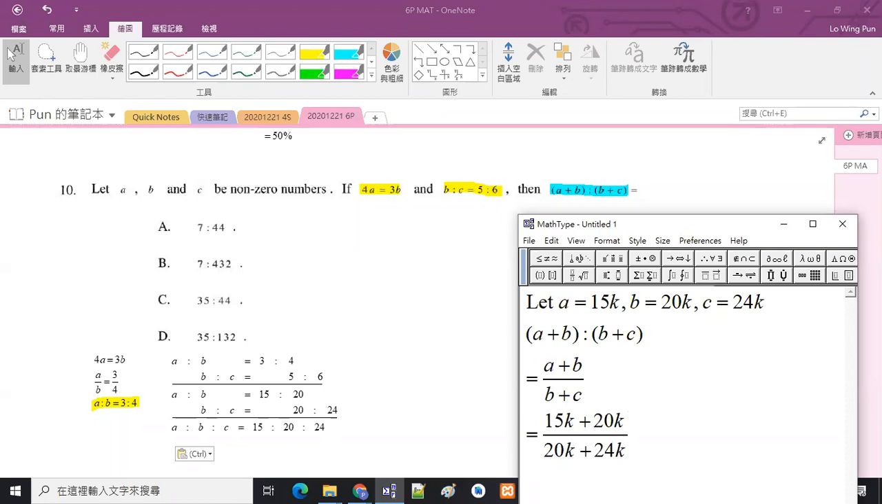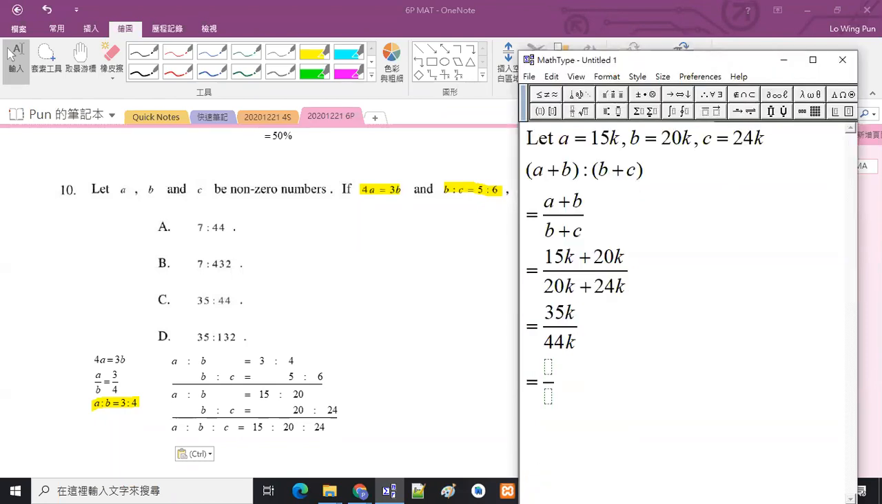Can you see that when I use the K method, all the terms become like terms, okay? So they can be calculated, which is equal to 35K divided by 44K, okay? And then when you cancel out the common factor K, the final answer will be just 35 over 44. When it is expressed in the ratio format, it is 35 to 44. So the answer is option C.